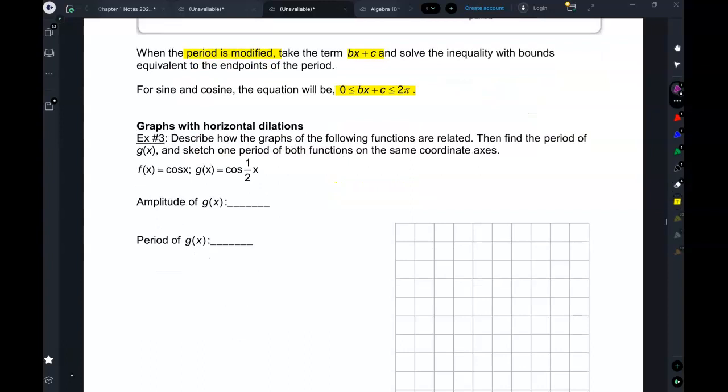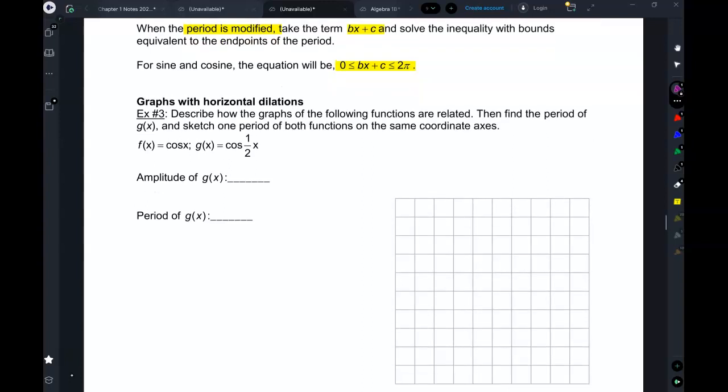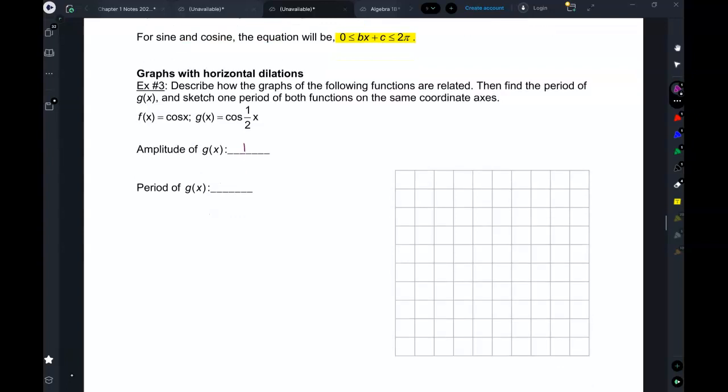So take a look here. I have a cosine and a cosine half x. So what's the difference here? What has changed? The period has changed, right? It's got a half in front, so the period has changed. So amplitude of g of x is what? 1. Now, the period is 2 pi over a half, which is 4 pi. So now it's going to take 4 pi for the period to complete. So this is a slower wave.